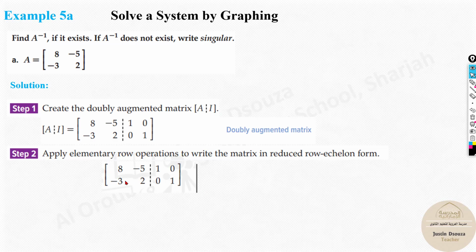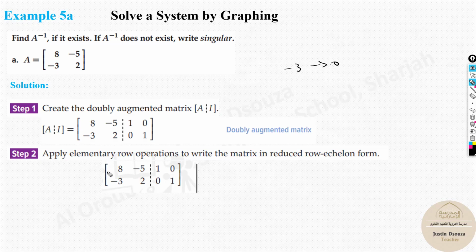Now our goal is to eliminate these numbers and get 1001, right? We can start with anything. Generally, as a thumb rule, we start from the bottom and move upwards, okay? So how can you make this term 0? How can you make minus 3 as 0? What should you transform it by?